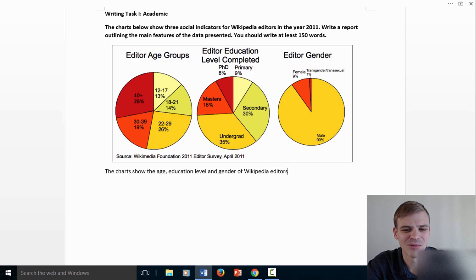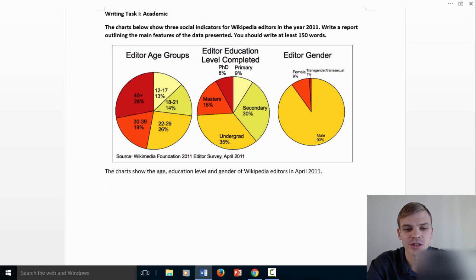It's actually a specific time, isn't it? If you look down here, source, Wikimedia Foundation, 2011, editor survey, April 2011. Okay, so this is Wikipedia editors in April 2011, specifically. Okay, that's a very short introduction. You could probably do 2 sentences, but I'm just going to do 1 sentence. Really simple introduction. The chart shows the age, education level, and gender of Wikipedia editors in April 2011. Now let's just start the body of this essay.